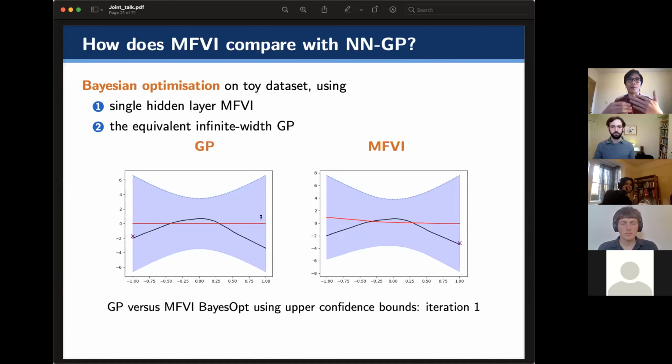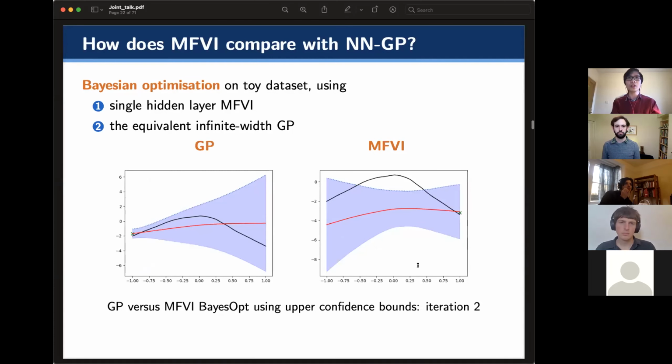We select the sum of the mean and the uncertainty. And we can see that before we see any data, the prior looks kind of like a wedge shape, and the GP chooses a point on the left, and the mean field VI chooses the point on the right. They're both uncertain away from the origin. Now, after you condition on that point, the GP reduces its uncertainty, and mean field VI also does that somewhat.